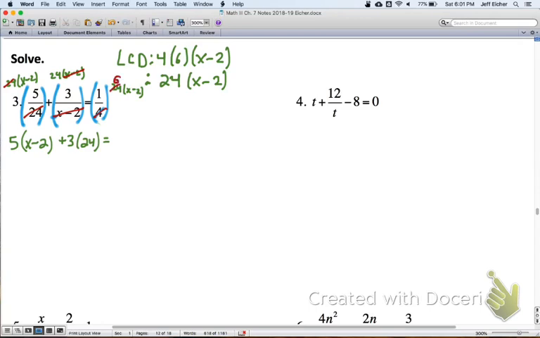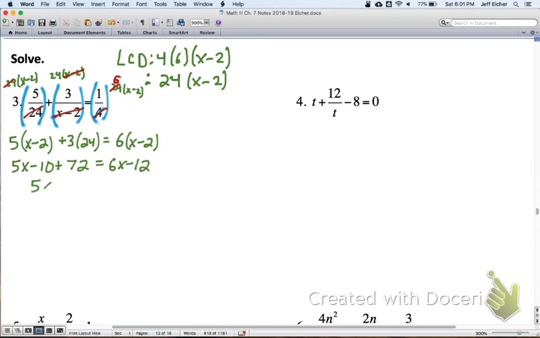And then lastly, the 4 divides with this 24, leaving 6 left over. 24 divided by 4 is 6. So we have 6 times x minus 2. And then we solve. So we would have 5x minus 10 plus 72, I think, equals 6x minus 12.